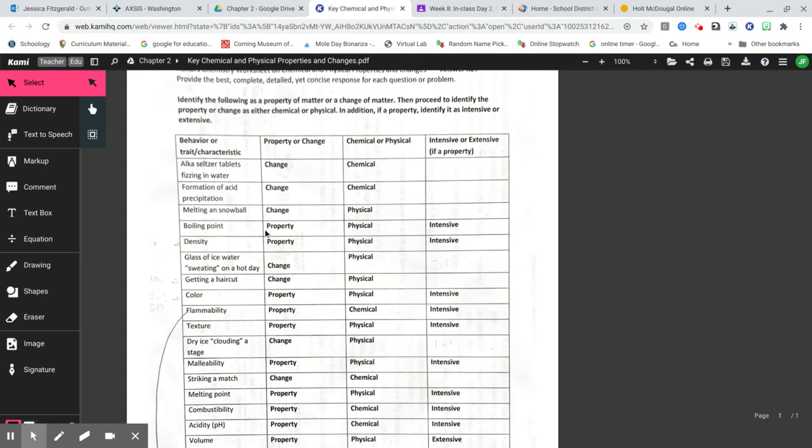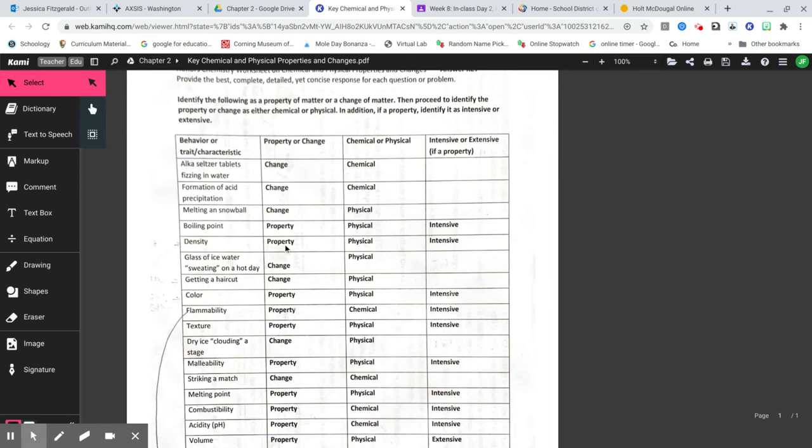Boiling point. Boiling point is very specific for substances, so that's why it's a property. It's a physical property because it's physically describing your substance or IDing or classifying. And if it's a property, you have to identify as intensive or extensive. So remember, intensive is identifying or classifying your matter. Extensive is dealing with how much you have: length, mass, weight, volume. So since this isn't talking about a quantity, it's intensive.